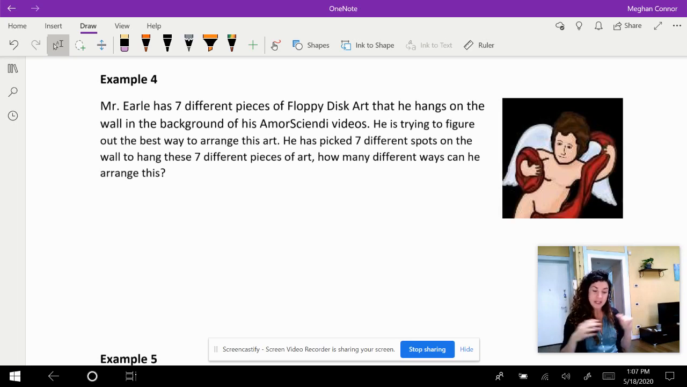So he's trying to figure out the best way to arrange his art. He has picked 7 different spots on the wall to hang these different pieces of art. How many different ways can he arrange it?